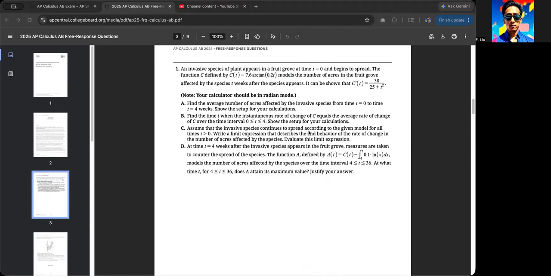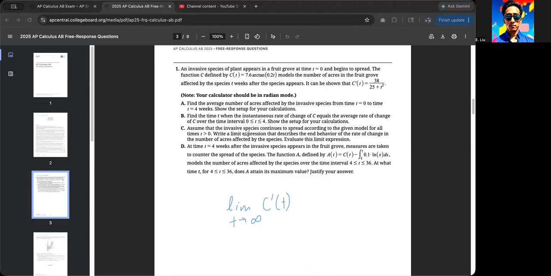Assume the invasive species continues to spread according to the given model for all times t greater than 0. Write a limit expression that describes the end behavior of the rate of change in the number of acres affected by the species. Evaluate this limit expression. All right, so in this situation, you want your limit as t approaches infinity of C prime of t, right?